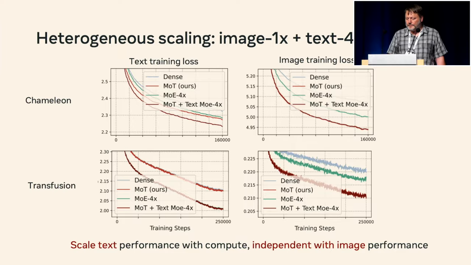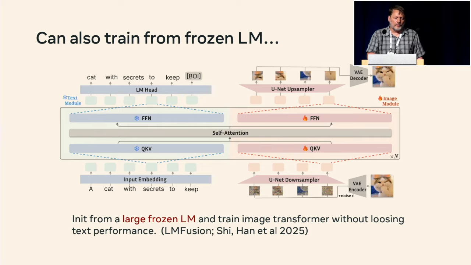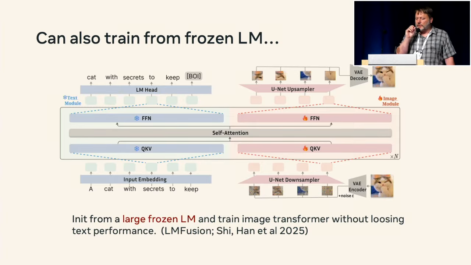But that all works really well. And another really fun thing you can do is, in that mixture of transformers, freeze some parts and train others. So for example, in this LM Fusion paper, Weijia and Han and others showed that, well, why do we keep retraining the text part over and over again? We have such great text models. Why don't we just freeze one of the components in that mixture to be a frozen Llama, and you train the image component on top of it?